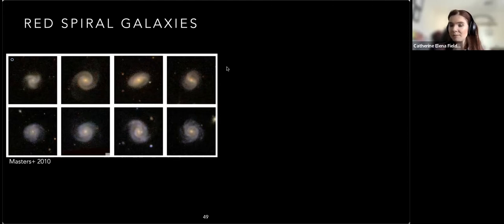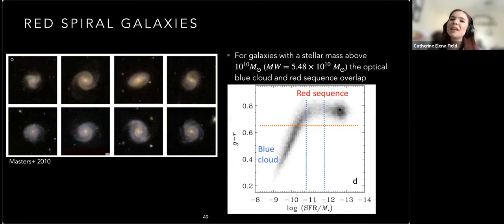So this is from Masters et al. 2010. So these are your kind of regular blue spirals, and these are red spirals, which you can tell exactly why they're named as such. So for galaxies with stellar masses above 10 to the 10 solar masses, which the Milky Way falls within, it's relatively massive. So the optical blue cloud and red sequence overlap.